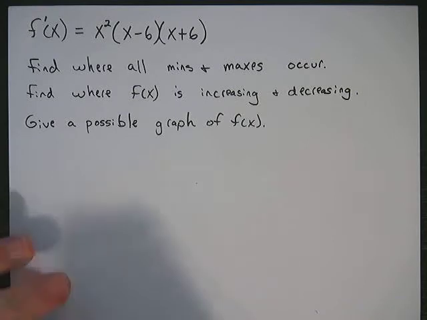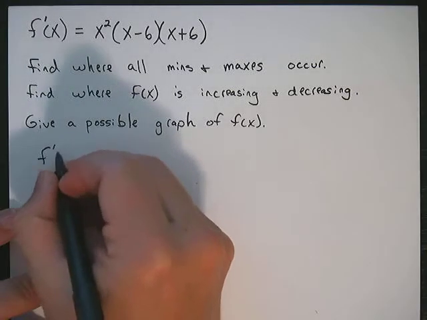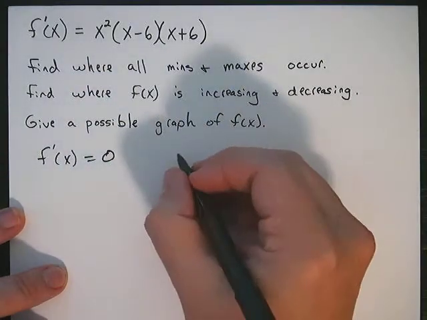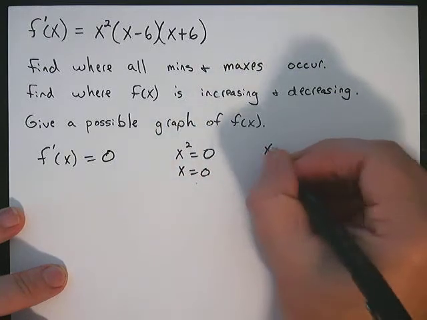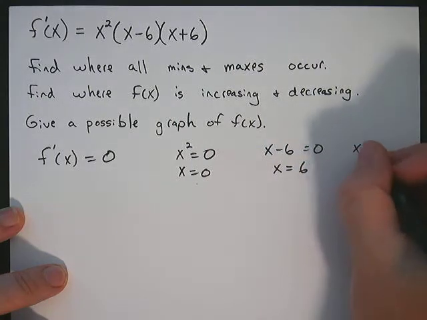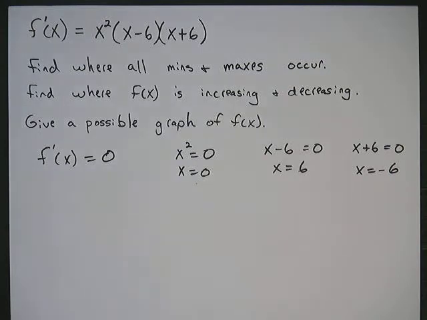Since we already have the derivative function and we're asked to find where the minimums and maximums occur and increasing, decreasing, then we need to find the critical numbers, which means we set f prime of x equal to 0. If we set x squared equal to 0, that gives us a solution of 0. If we set x minus 6 equal to 0, that gives us x equals 6. And x plus 6 equals 0 gives us x equals negative 6. Those are our three critical numbers.